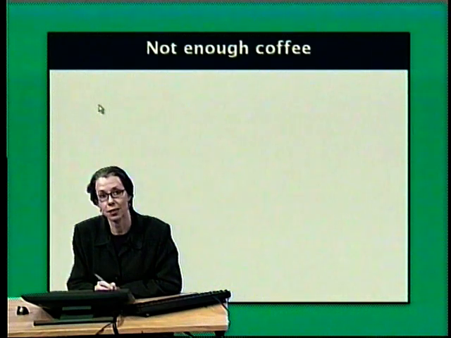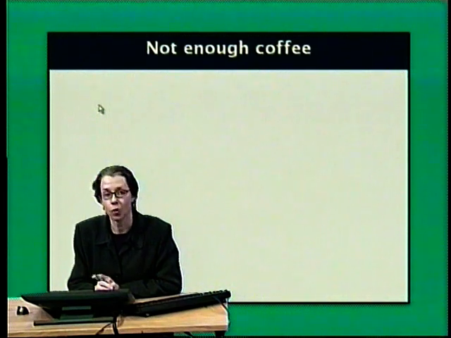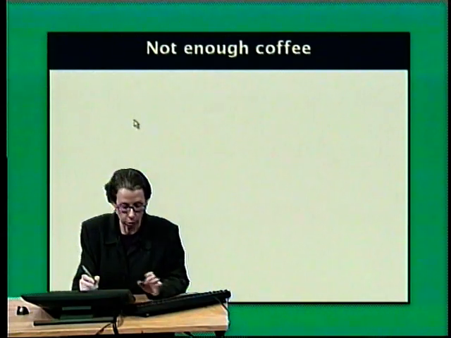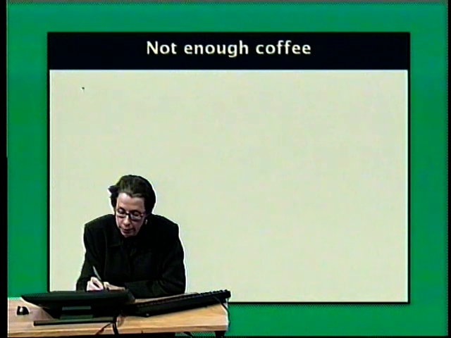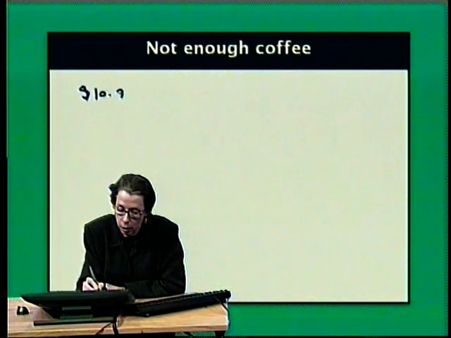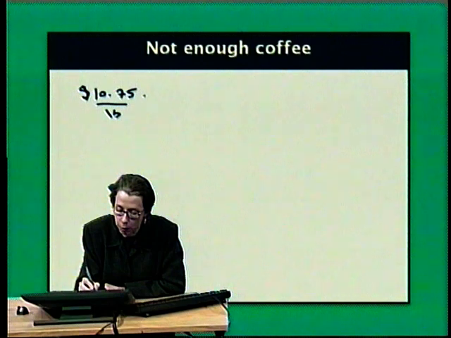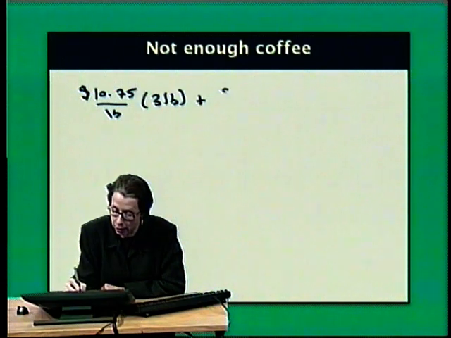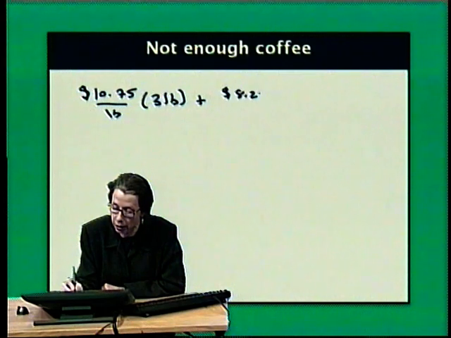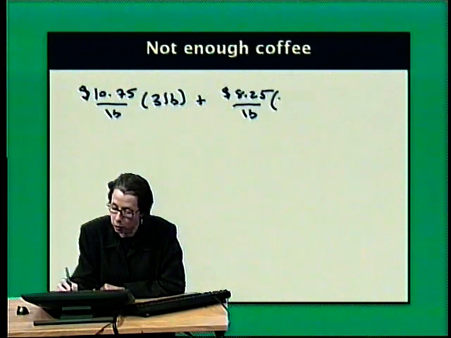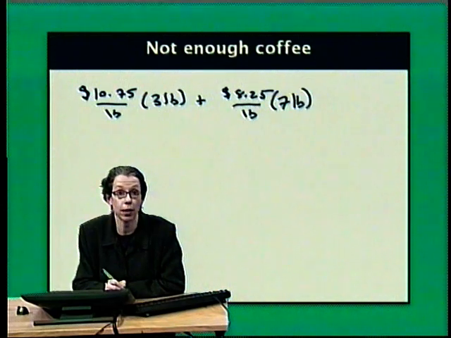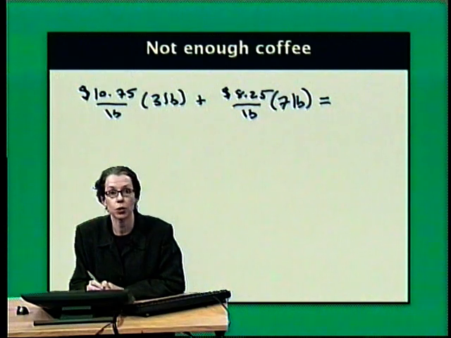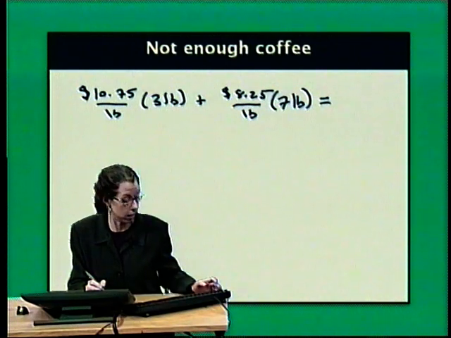So I want to check this in the context of the problem. So I need to check that the total cost is indeed $90. So the way I'm going to do this is take the $10.75 per pound and multiply that by the 3 pounds of Turkish roast in my mix, and add to that the cost of the Italian roast, which is $8.25 per pound, multiplied by the 7 pounds of Italian roast in the mix. When I do this computation, I'm expecting to get $90, which is how much the customer was willing to pay for the blend.